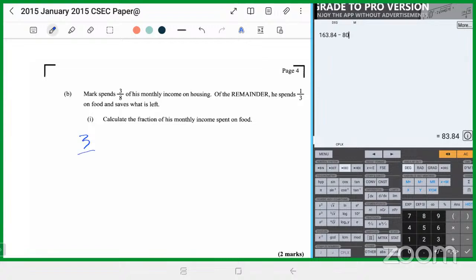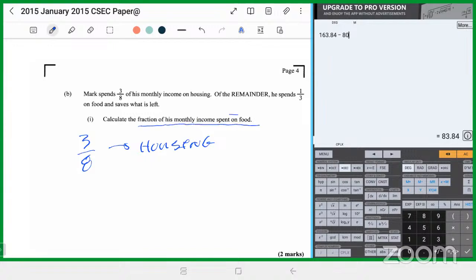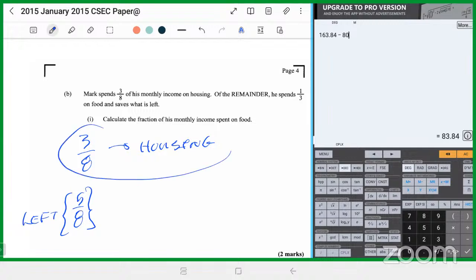3/8 gone towards housing. It says calculate the fraction of the amount spent on food. But I'm going to break it down before we answer this question. I'm just going to show you something. So 3/8 is spent on housing. How much does he have left? He has 5/8 left. This is the amount he has left after he spends on housing.